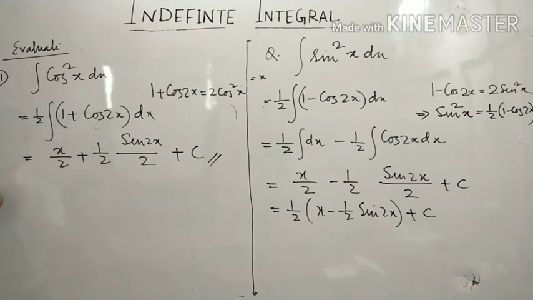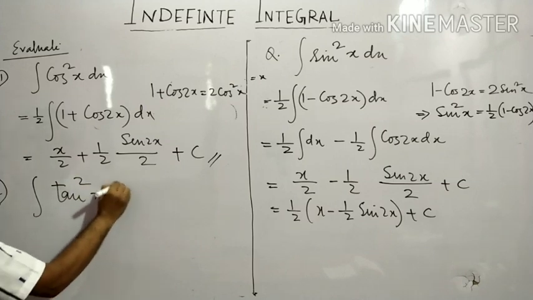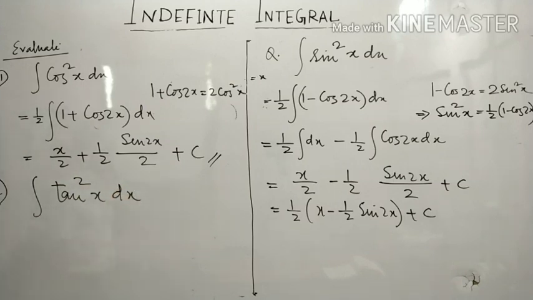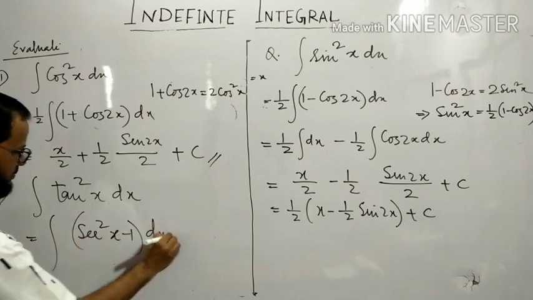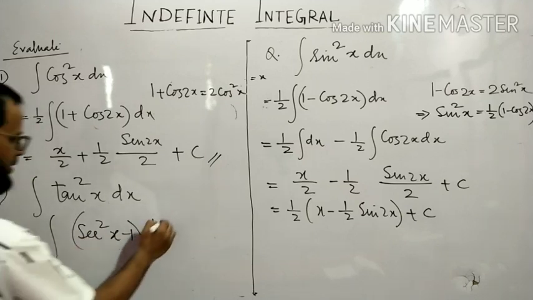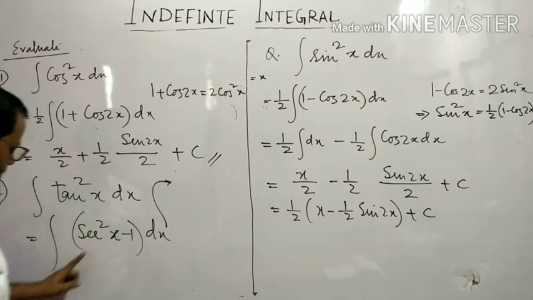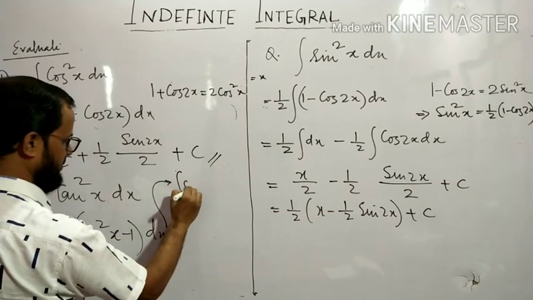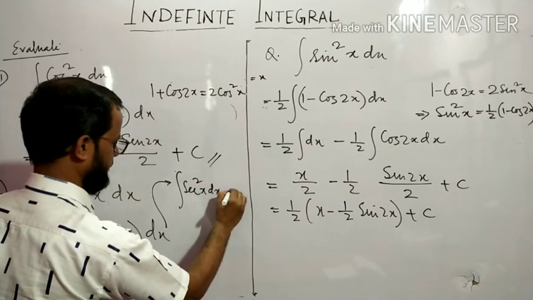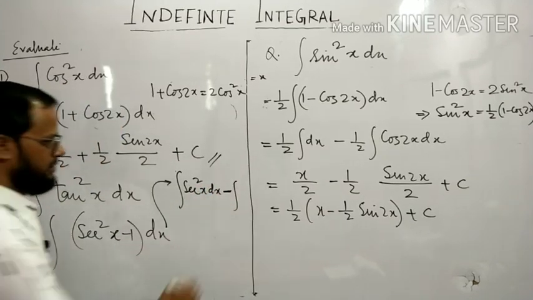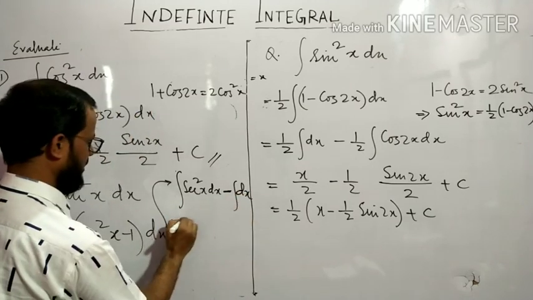So suppose you are going to solve another question, suppose tan square x. You do not know the integral of tan square x, but you know that tan square x is equal to what, from trigonometry it is what, sec square x minus 1. Okay, and from here you can write integration sec square x dx minus 1 into dx, integration dx, and you can write integration sec square x.